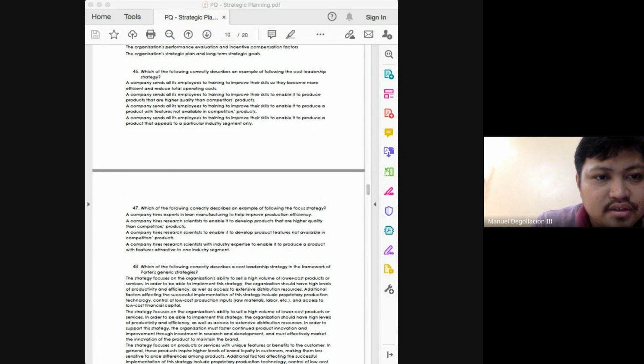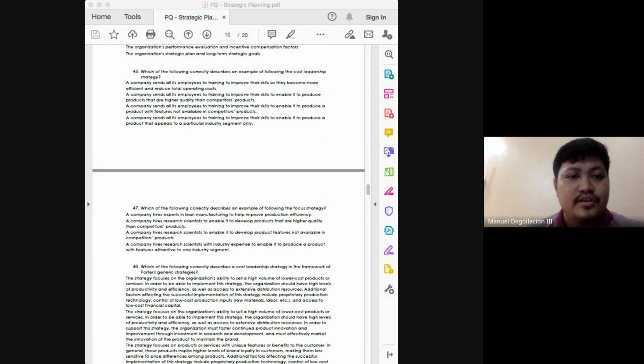A company sends all its employees to training to improve their skills to enable it to produce a product with features not available. Again, differentiation. You're trying to differentiate your product from the others. A company sends all its employees to training to improve their skills to enable it to produce a product that appeals to a particular industry segment. So this here would be more of a focus strategy already. So the best answer here would be the first choice, the first option.